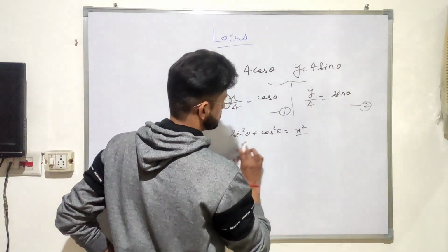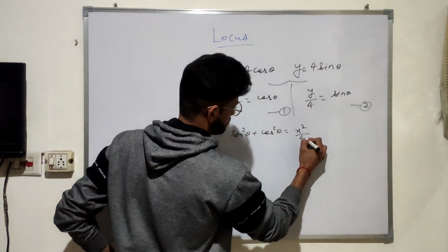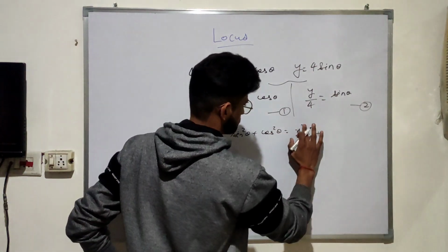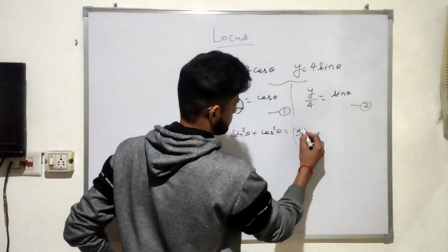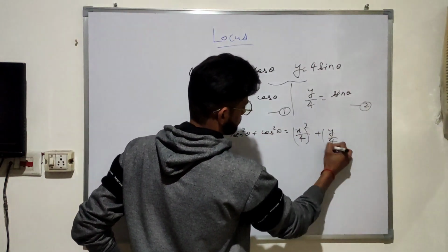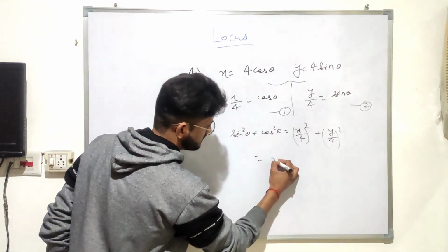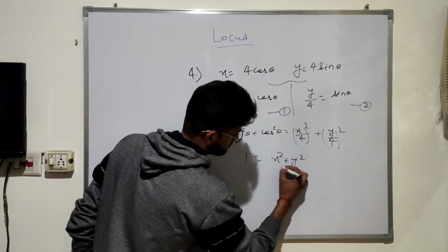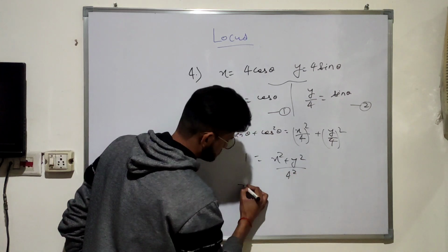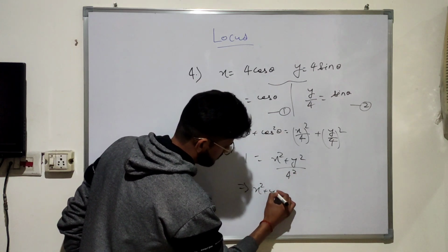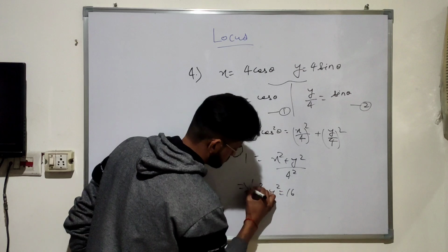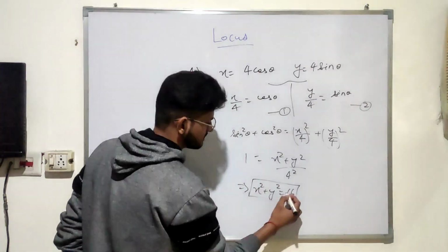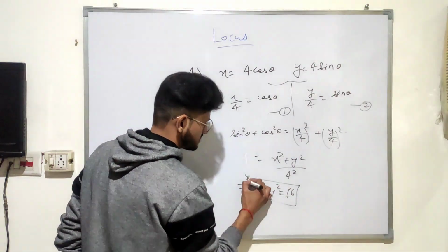So from here we will be getting (y/4)², (x/4)² plus (y/4)². After solving, we can write it as (x² + y²)/4², which equals 1, so x² + y² = 16. So basically again we are getting a circle. This is the equation of a circle.